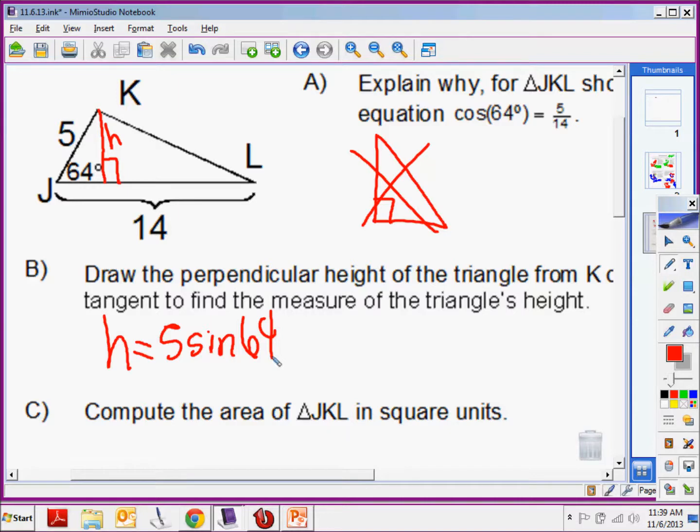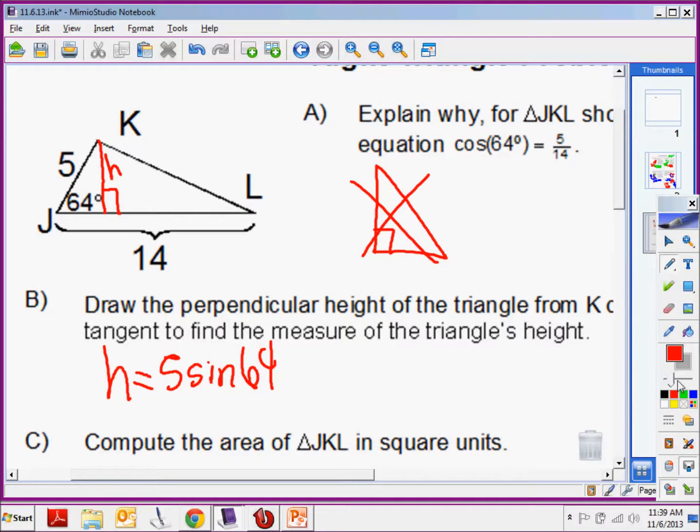If you have not caught on to the pattern, we're going to go through the steps. If I have 64, what's the relationship between 64 degrees and the height? Opposite, right? And I have my hypotenuse. So opposite and hypotenuse are what? Sine. So I have sine of 64 equals height over 5. How would I get h by itself? Multiply. So my height is simply 5 times the sine of 64. That is it. Nothing more, nothing less. That is the exact height.